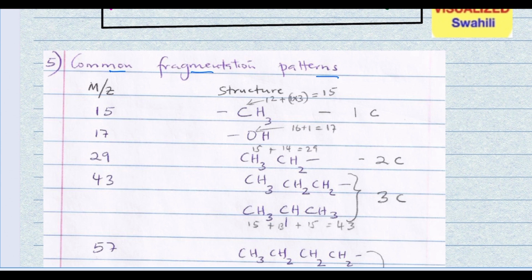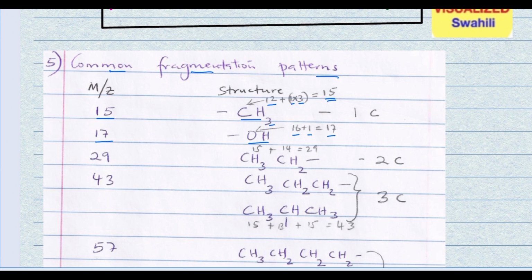If you see a peak with an M over Z value of 15, that will mean you have a CH3 fragment. So that shows that the molecule contains a CH3 group. And the reason it comes to 15 is because carbon has a mass of 12. Each hydrogen has a mass of 1 times 3 hydrogens, and that gives 12 plus 3, which equals 15. An M over Z value of 17 means that the molecule contains an OH group. The mass of oxygen is 16 plus that of hydrogen 1 gives you 17.